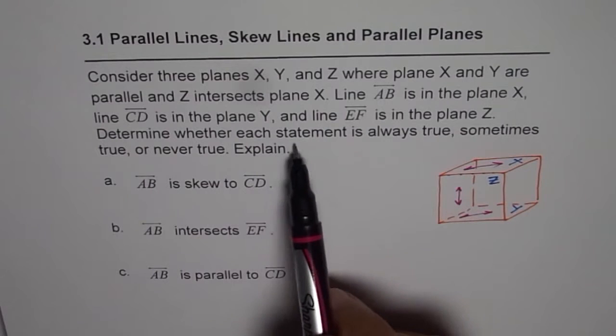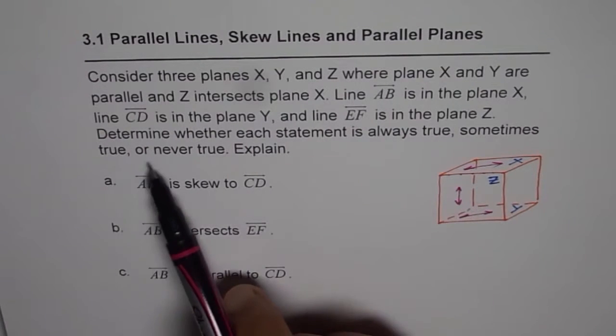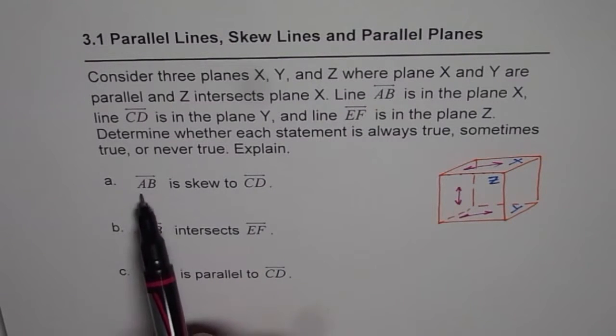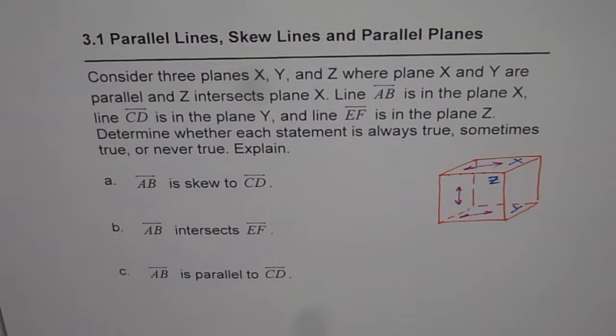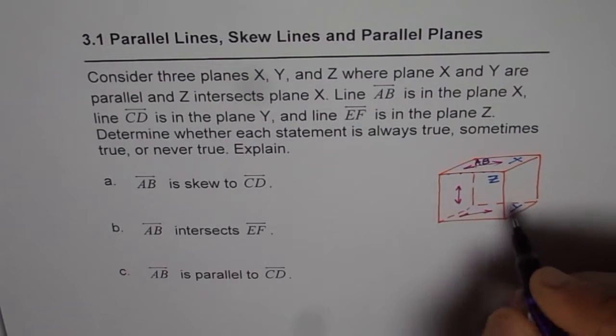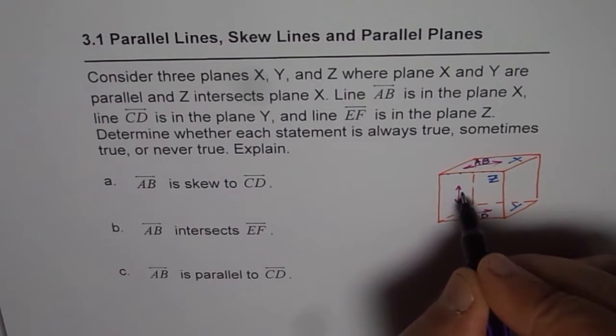Determine whether each statement is always true, sometimes true, or never true. Explain. So the first statement is AB is skew to CD. So let me write down the name of these lines so that we kind of can relate. So we have AB, this line is CD, and this line is EF.